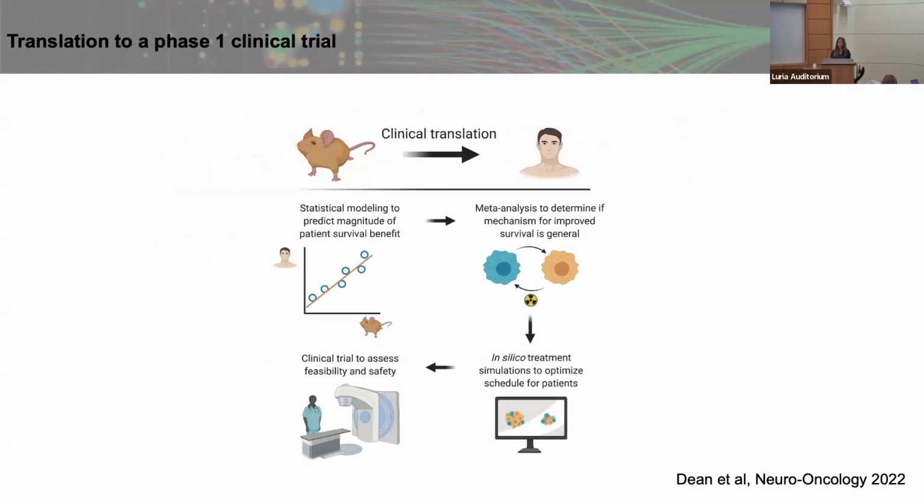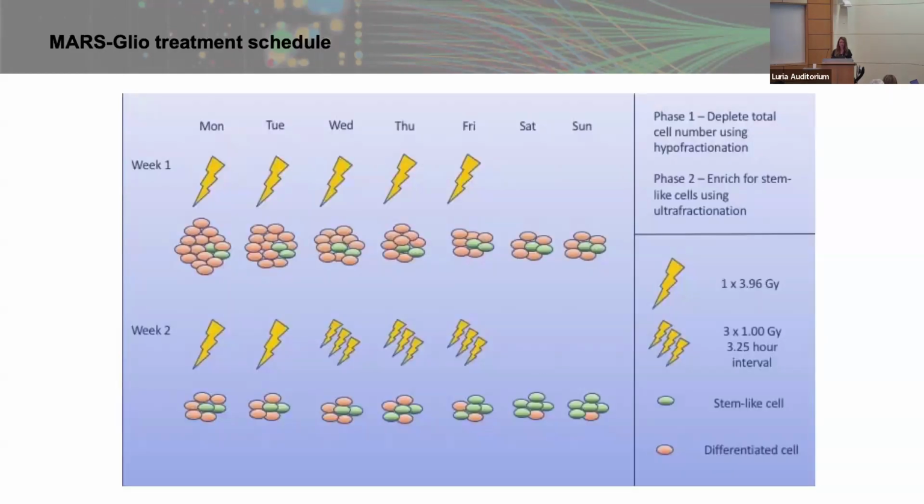We enrolled 14 patients after translating this mouse model using a series of other clinical trials designed based on preclinical evidence from the same mouse model, to see how predictive the preclinical evidence would be for human disease. And we then reparameterized using some data from human patients to come up with this MARS-GLIO schedule, which looks like this. 2 weeks total. First week, 1 fraction every day at 3.96 gray, 24 hours apart.